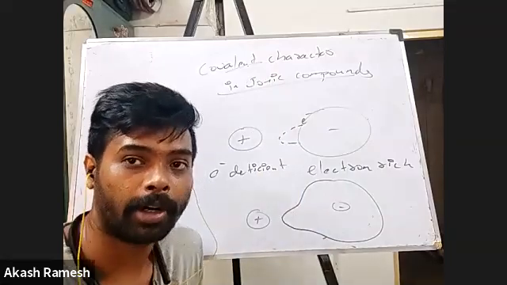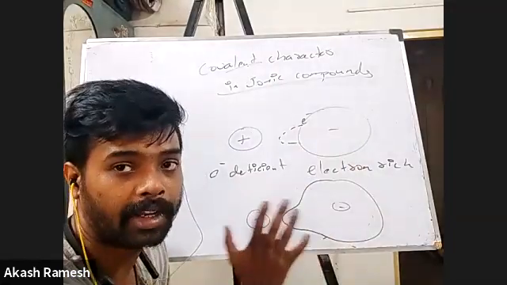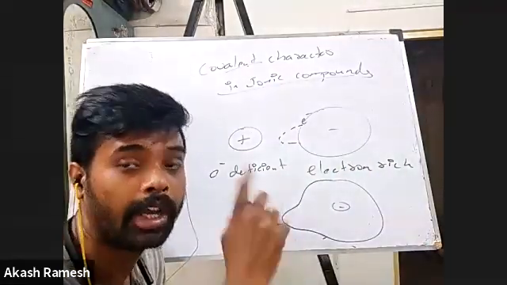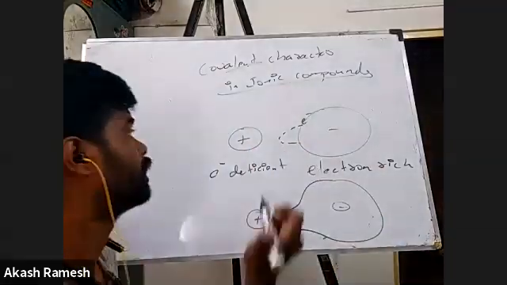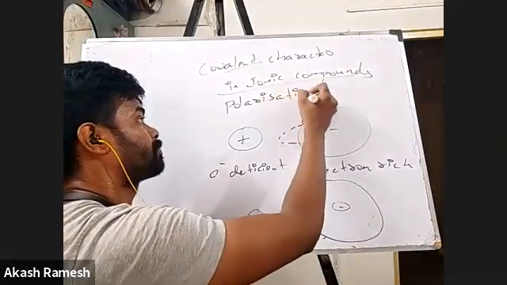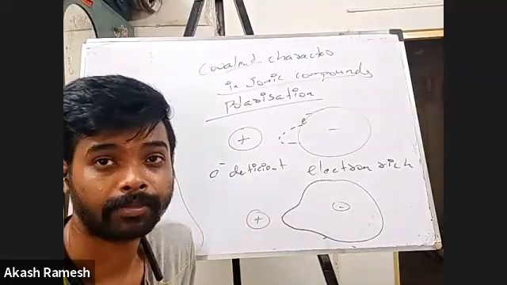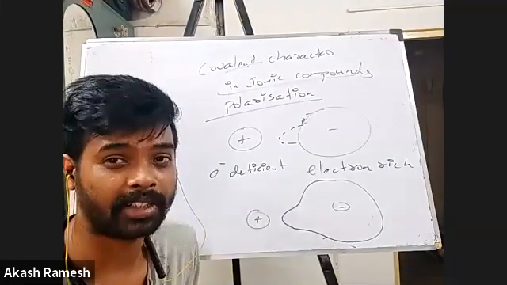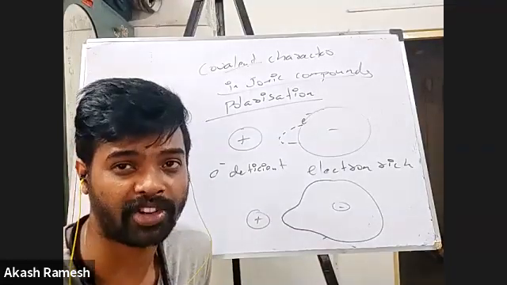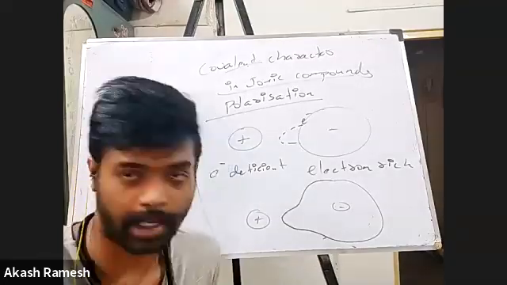Now I'm going to give you some technical terms. This entire phenomenon, whatever is happening here, the distortion of the electron cloud of the anion because of the cation, is what is called polarization. This entire phenomenon is what is called polarization. So if I want to give you a proper definition of what polarization is, you can take it down if you want.